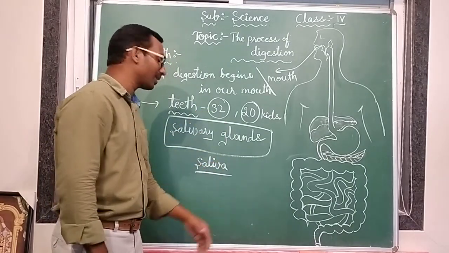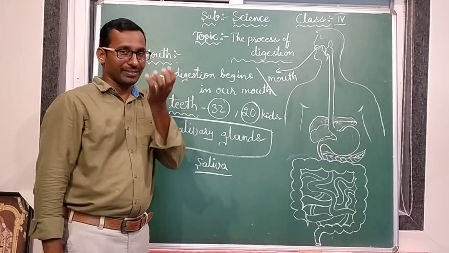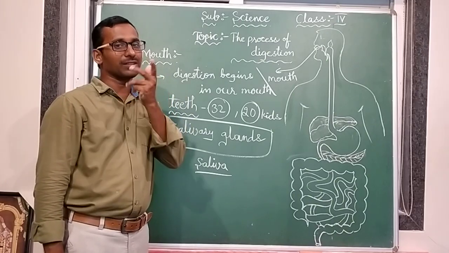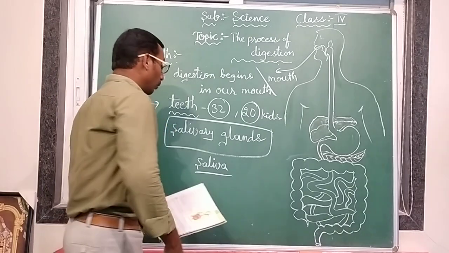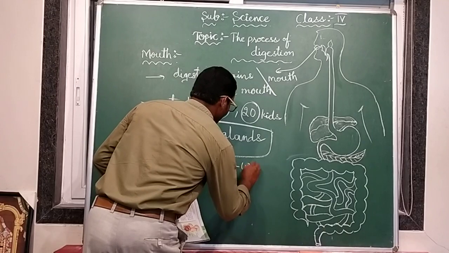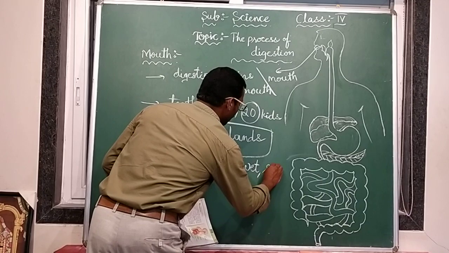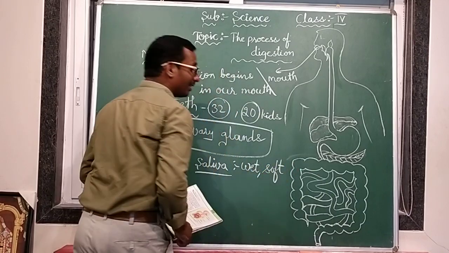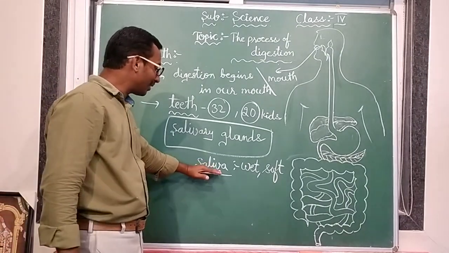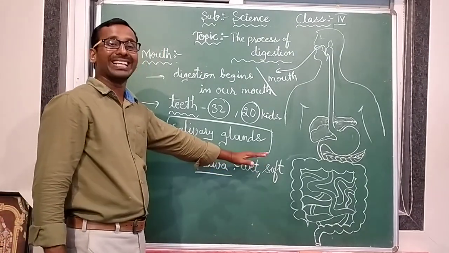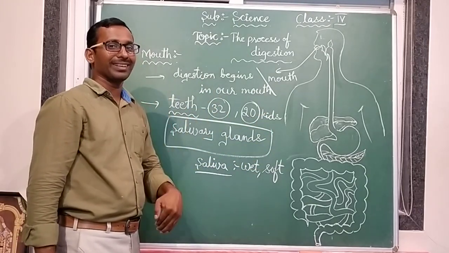So what is the use of these salivary glands? They produce saliva, no? When we are eating food and chewing it, this saliva mixes with our food. Then automatically that food will get wet and soft. Saliva makes the food wet and soft. Is it right? Yes. So when saliva makes the food wet and soft, it goes inside easily.